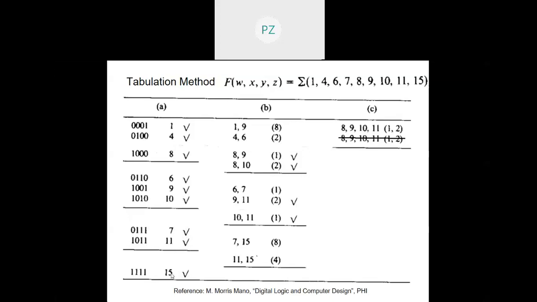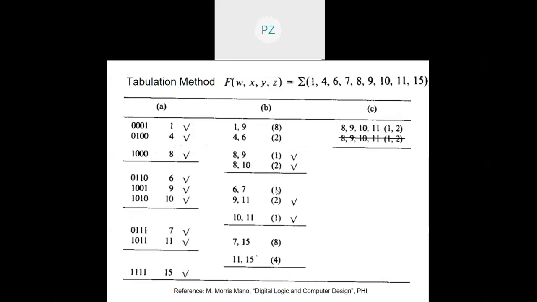7 15 can be combined. The bit that gets eliminated is the eighth one, so I'll take both of them. 11 15, the bit that gets eliminated corresponds to 4, so 11 15 4. And I keep ticking. Whatever combines, I keep ticking. Whatever doesn't combine, I'll leave it there. Moving on to the next step, I'll look at these two adjacent groups.